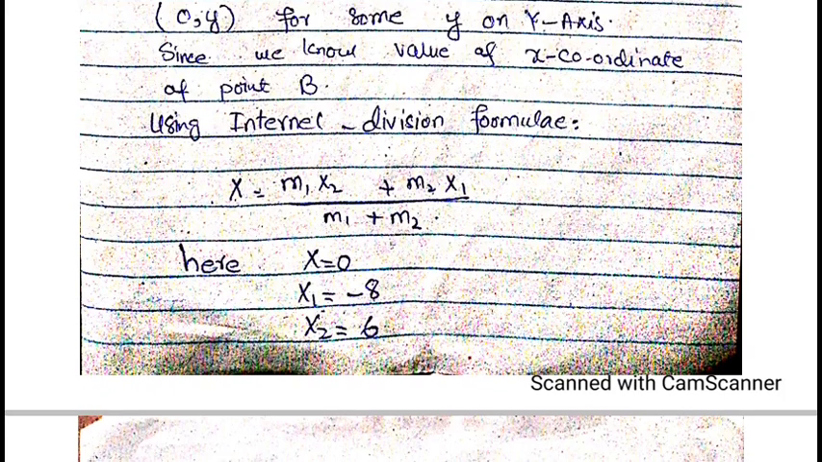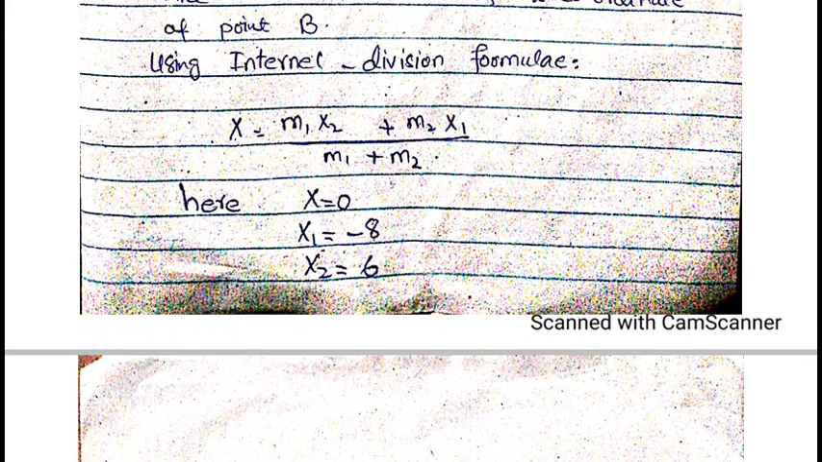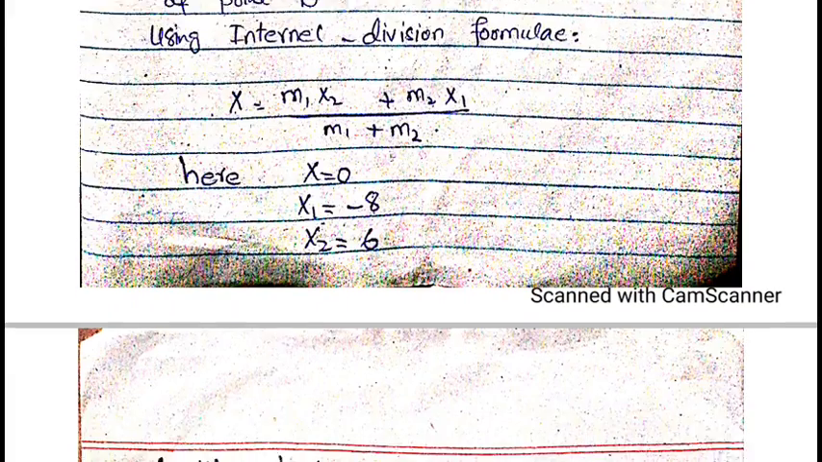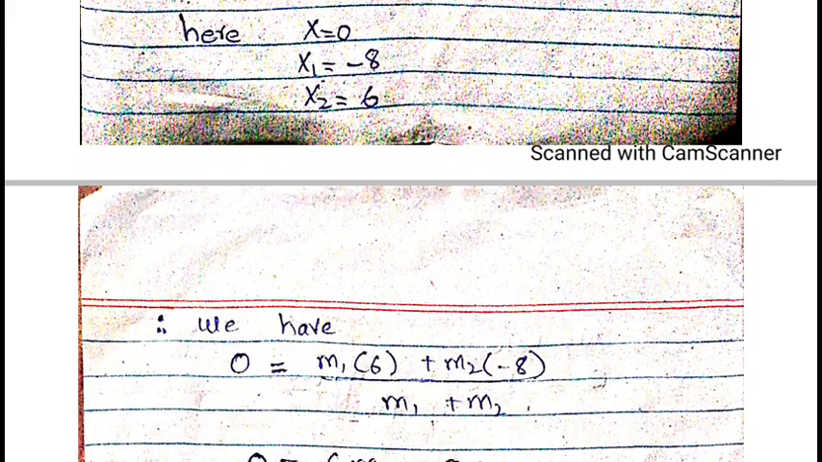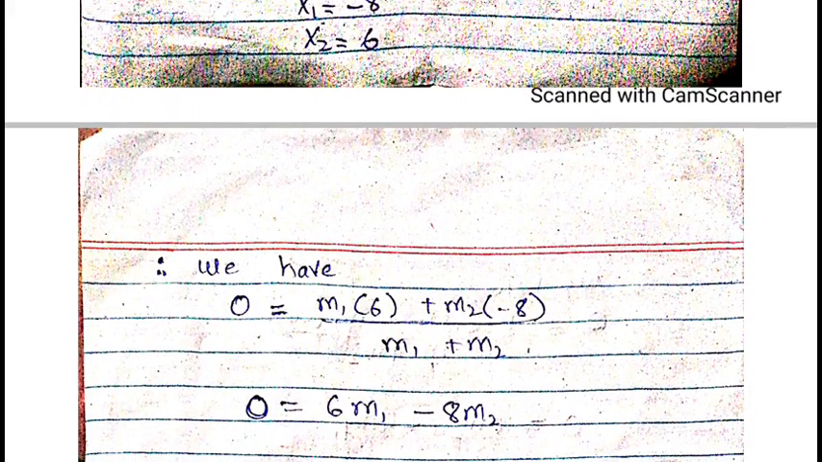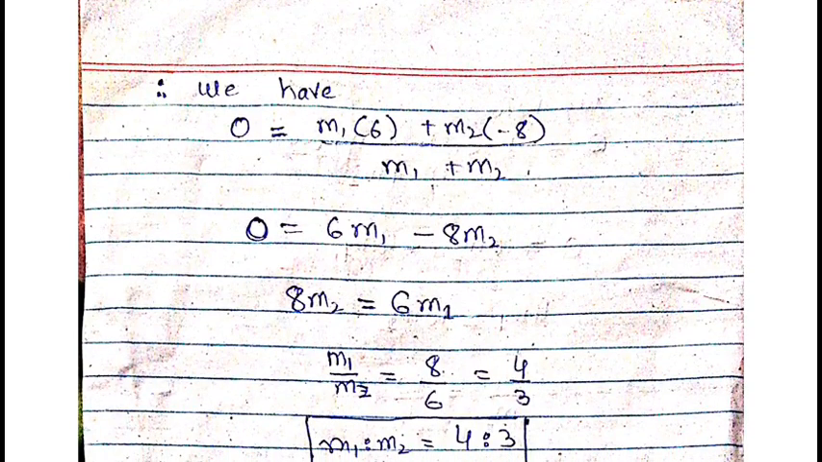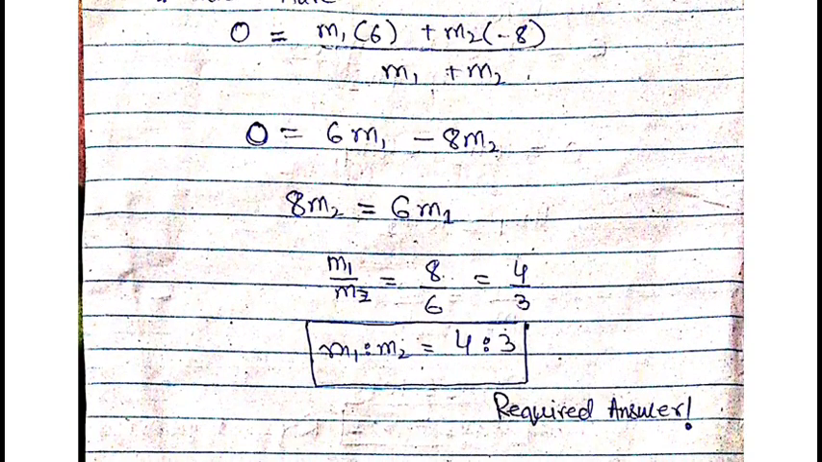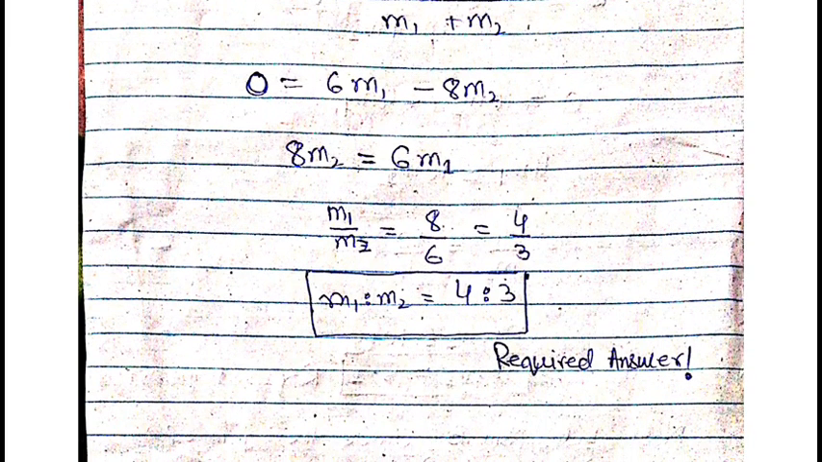Here we know the value of x is 0, the value of x1 is -8, and the value of x2 is 6. So we will have 0 equals m1 into 6 plus m2 into -8 over m1 plus m2. This will give 0 equal to 6 m1 minus 8 m2, and further we solve, we will get 8 m2 equal to 6 m1, m1 over m2 equal to 8 over 6 equal to 4 upon 3, and this will give us the answer m1 ratio m2 equal to 4 ratio 3, and this is the ratio for point B.